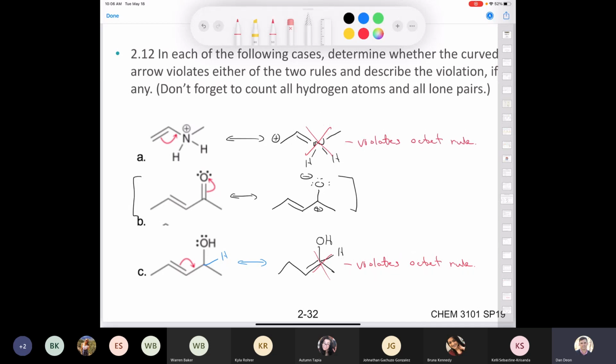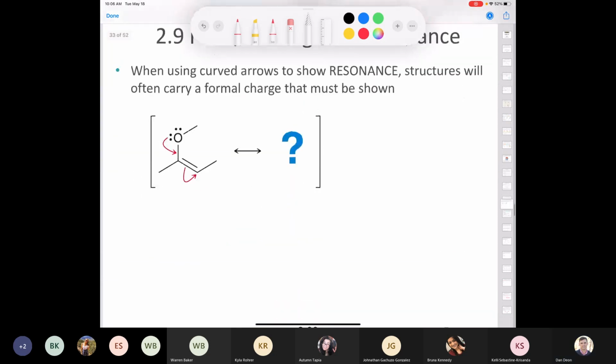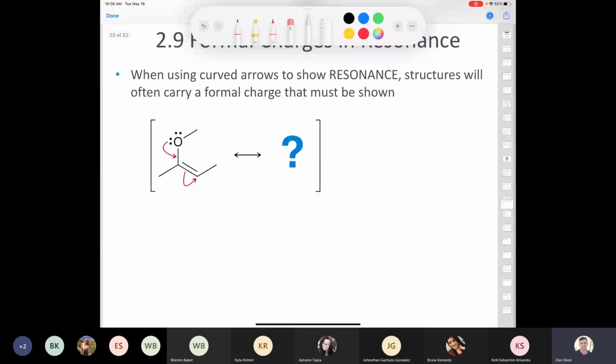So both of those violate the octet rule. Bad arrows, crummy arrows, ridiculous arrows. When using curved arrows to show resonance, the structures will often carry a formal charge that's got to be shown. Let's give this one the old college try and see if we can draw what we would end up with.